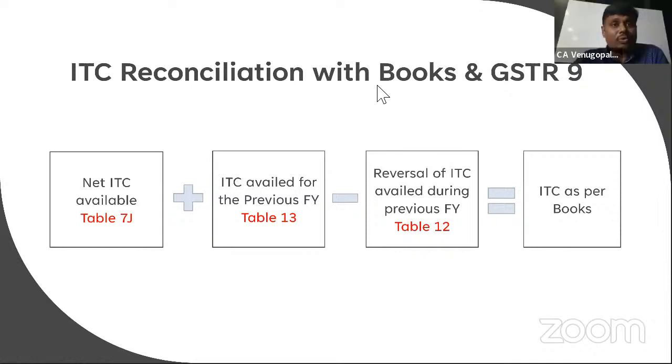And friends, I am not focusing on the GSTR 9 basics because basically we have to look at the issues. So I'm just quickly walking you through what are the things that are there in GSTR 9.